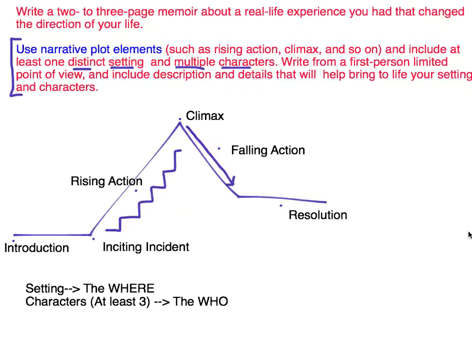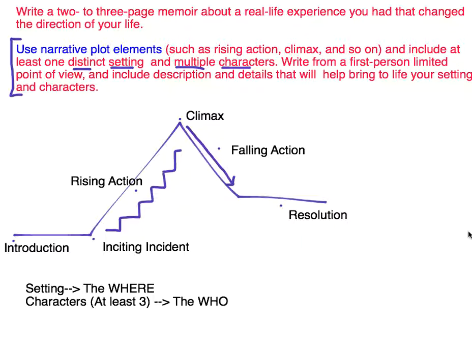Now, in your project for Unit 2, I mentioned in Lesson 6, you're going to do the brainstorm. Well, in Lesson 7, you're going to work on the plot, and in Lesson 8, you're going to work on the setting, and in Lesson 9, the characters. So let's talk about all of those things for a minute. When in the prompt it says use narrative plot elements such as rising action, climax, and so on, and include at least one distinct setting and multiple characters. Okay, so let's talk about that element first.